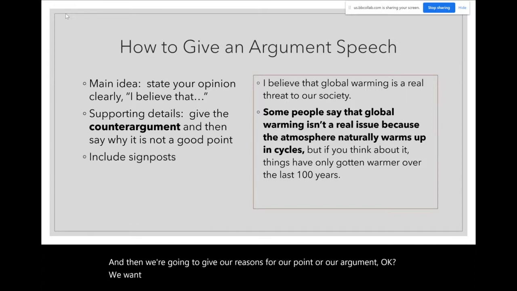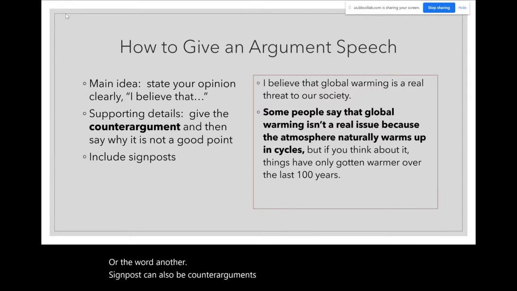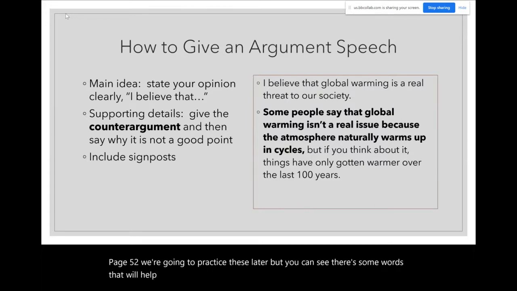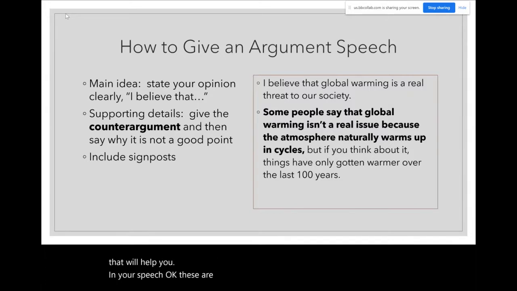We want to use signposts in our speech. So signposts can be like, first of all, also, in addition, or the word another. Signposts can also be counter-argument signposts, like however, okay? So however, and despite this. If you look over at page 52, we're going to practice these later, but you can see there's some words that will help you in your speech. These are signposts as well. We've got however, or despite that, although, but. So we're going to use some of those in our speech.